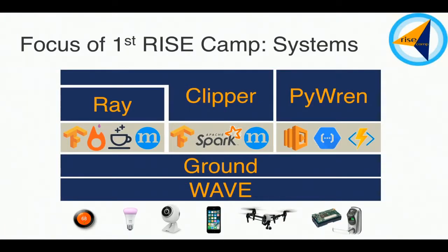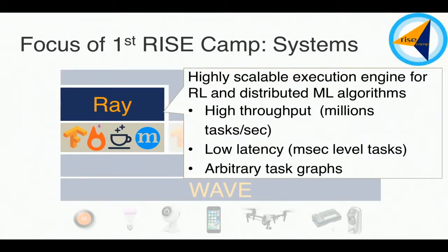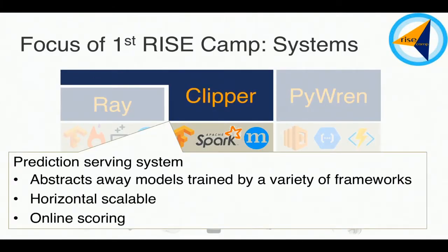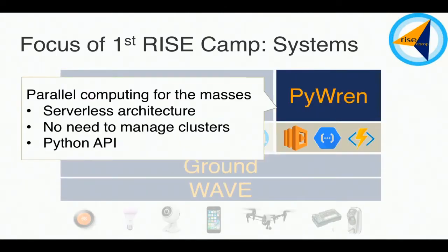This was the picture of the artifacts you've seen at the camp and how they're organized. Ray is a highly scalable execution engine for reinforcement learning and distributed machine learning algorithms, with high throughput, low latency, and handling arbitrary task graphs. Then you've seen Clipper, a prediction serving system that abstracts away models from different frameworks. You've also seen an exercise, the Pong game, on how to integrate Clipper with Ray. Then you've seen Pywren, which provides parallel computing for the masses using a Python API and a serverless architecture.